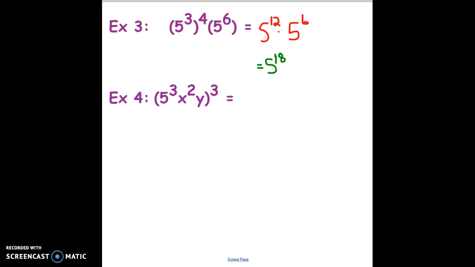Second example. Here, this 3 is going to distribute to every single part. So I'm going to take 3 times this 3, 3 times this 2, and then 3 times, well, there's no exponent there with the y. If there's no exponent shown, it's automatically got an exponent of 1. So that's going to turn into 3 times 3, that's 5 to the 9th. 3 times 2, that's x to the 6th. And that 1 times 3 for the last piece is going to give me y to the 3rd.